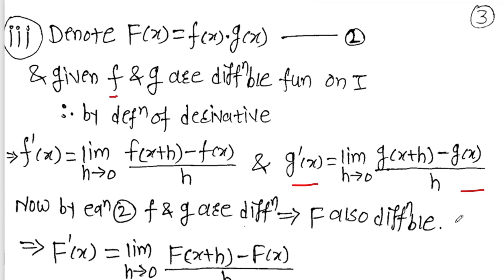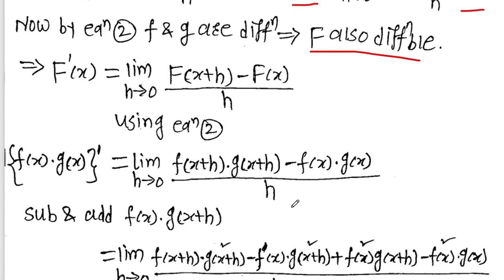Now, from equation number 2, f of x and g of x are both differentiable functions on interval I. So we can say that capital F is also a differentiable function on interval I. Therefore, by the definition of the derivative, this can be written as F dash of x equal to limit h tends to 0 of F of x plus h minus F of x divided by h.